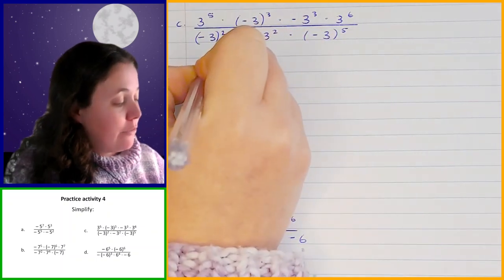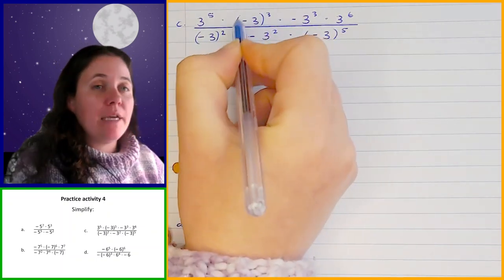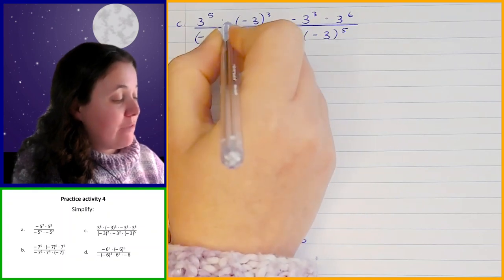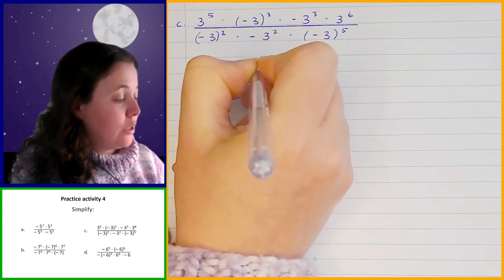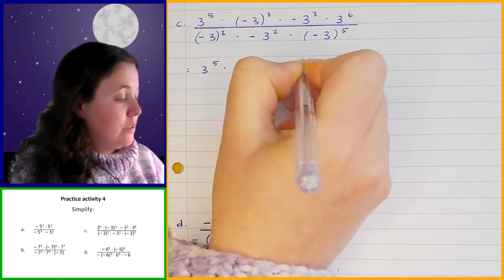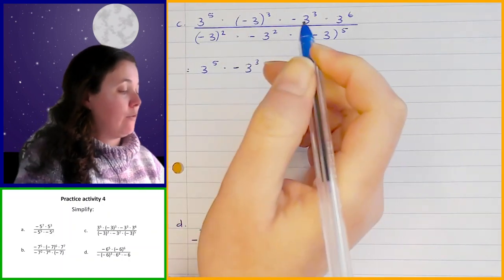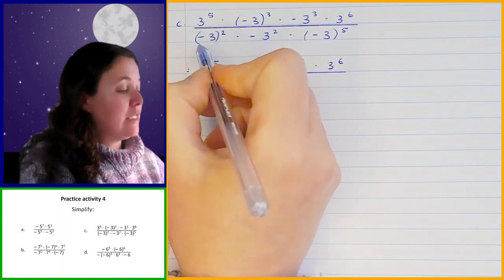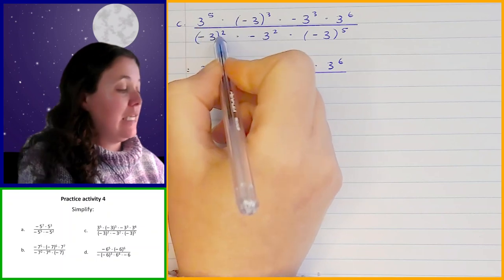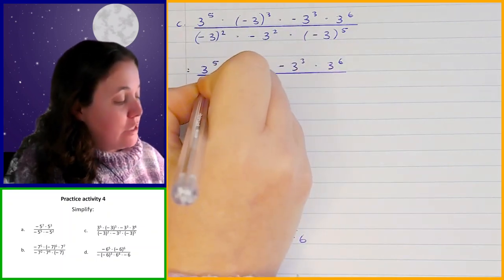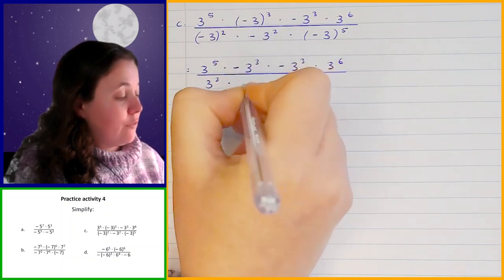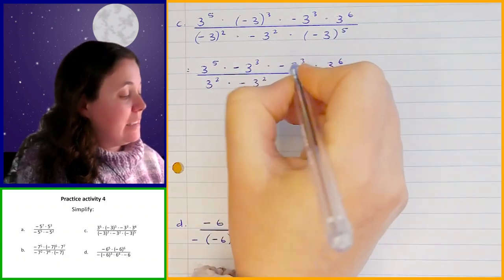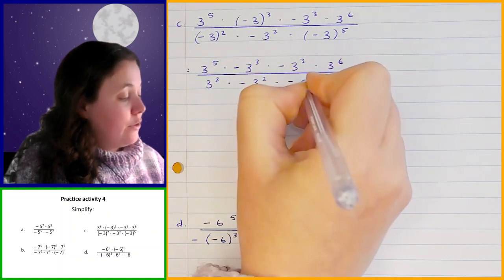So over here, 3 to the power of 5 stays as it is, times this one over here, where the odd exponent means that this is going to stay negative, but there's nothing in front of it that I have to worry about, so I can just drop the bracket straight away. So that's negative 3 cubed times also negative 3 cubed times 3 to the power of 6. And then that is over negative 3 squared. Now, because it's in brackets, the square is applied to that negative, and it's an even exponent, which means that's going to change to positive. So it's positive 3 squared times, this one stays negative 3 squared because there's no brackets, times negative 3 to the power of 5, which is negative because it's an odd exponent, so it stays negative, 3 to the power of 5.